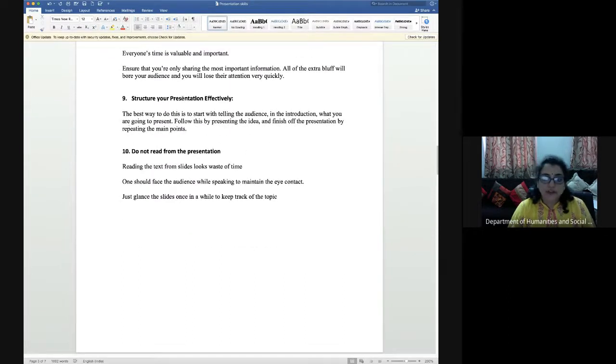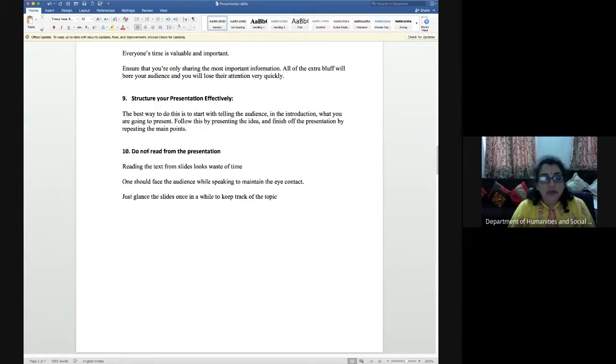So structure your presentation effectively. The best way is to give the introduction, telling the audience what the topic is, how you are going to present, you can give some ideas of the presentation, and then you can finish it by highlighting the main points. So you can finish your presentation by repeating the key points, by highlighting the main points, and that is how you can come to the conclusion.